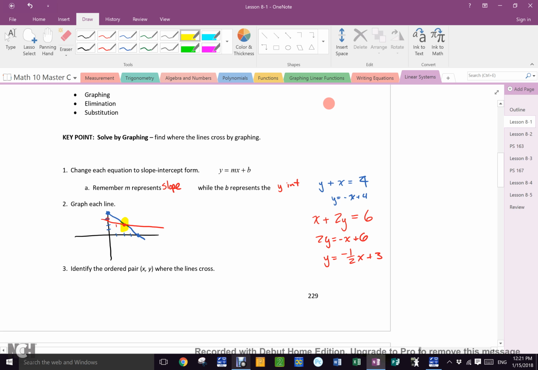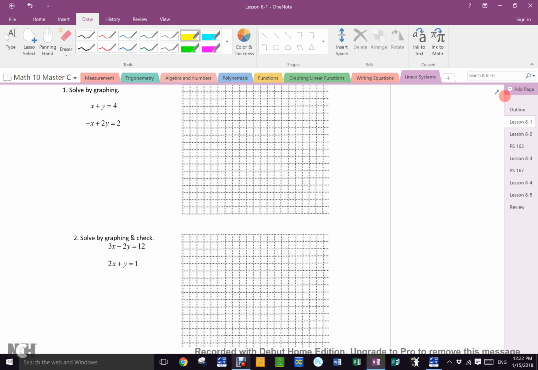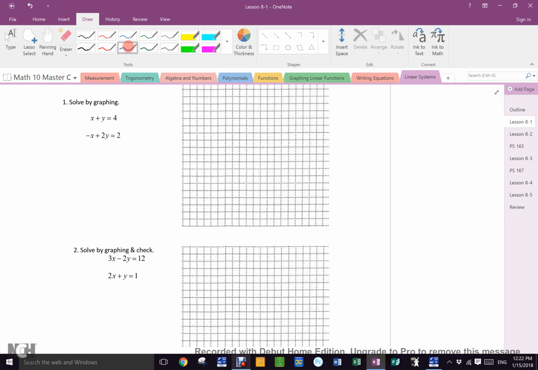It's an intersection, which means that point right there is on both lines, isn't it? So if it's on both lines, it's an x and a y that works in both equations, doesn't it? And if an x and a y works in both equations, then it must be the solution to the system. Does everybody get it? Great. Let's see if you really do. There are two lines. One is blue, one is red.